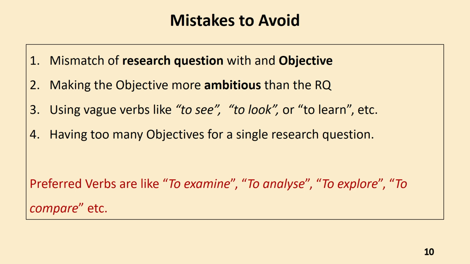Having too many objectives for a single research question, this is also not good. If you are keeping many objectives for one research question, try to have one objective for one research question, so that you can have a proper mapping between research question and objective. But sometimes, as per the need and demand of the study, you can have different objectives also. It is not mandatory, but when you make it in a more professional manner, it is better to make a single research question aligned with a single research objective. Preferred verbs are like to examine, to analyze, to explore, and to compare, etc.